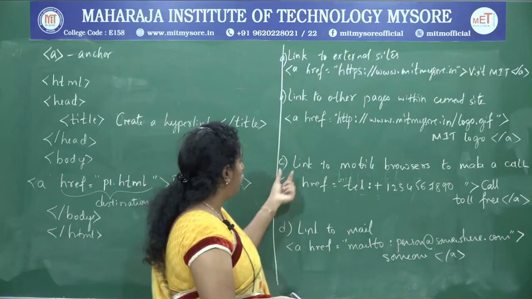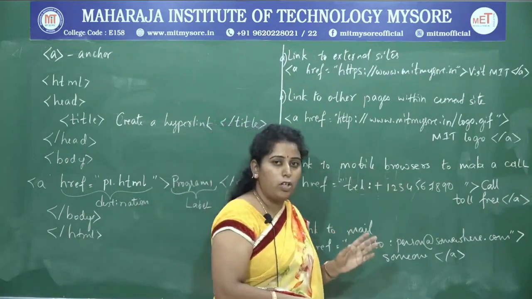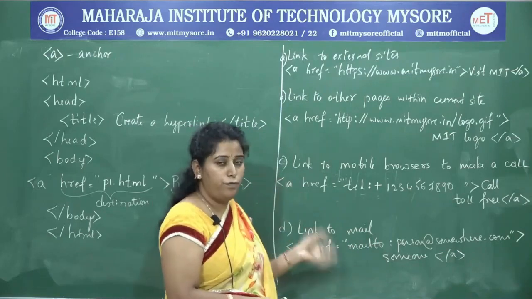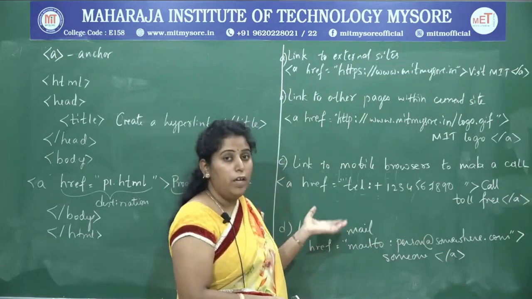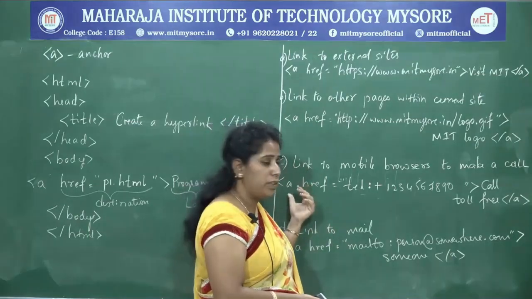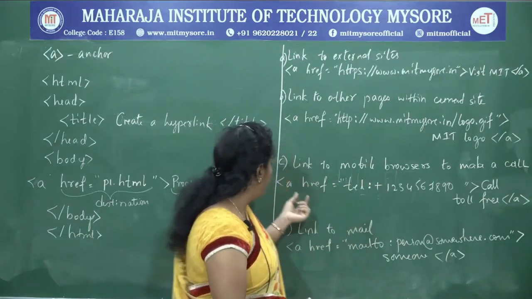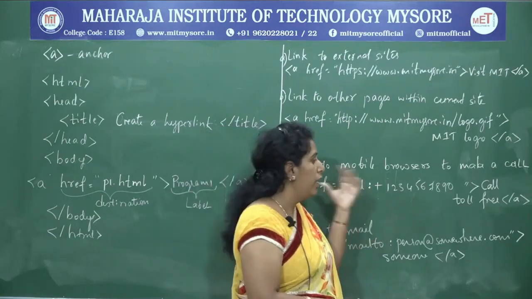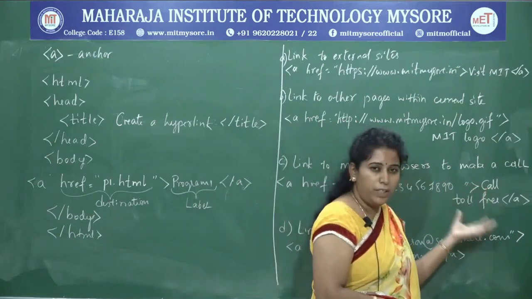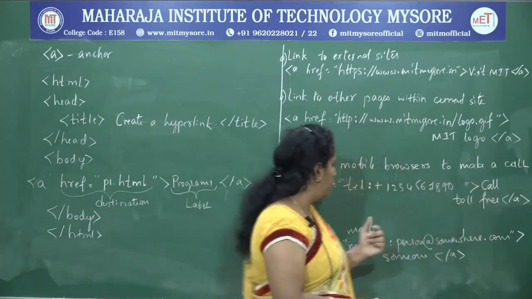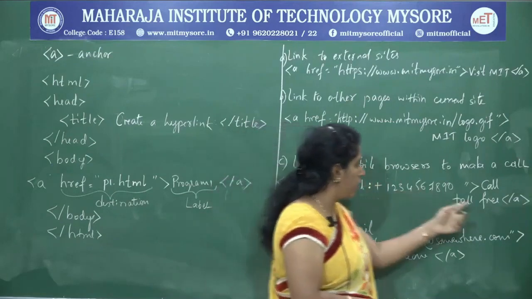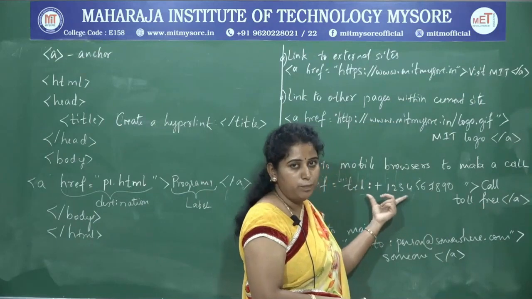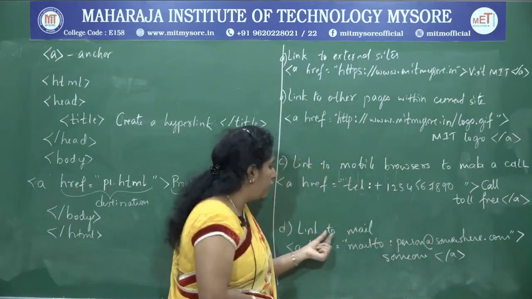So the third one is about a link for mobile browsers to make a call. Yes. See, by making use of the A tag, there are many applications. We can make use of this tag to call. How? In hypertext reference, I am going to provide a telephone number. The label I am giving is call toll free, something like that. Finally, close the tag. So once I click on this, the call will be made to this particular number. Okay. So next is link to mail.